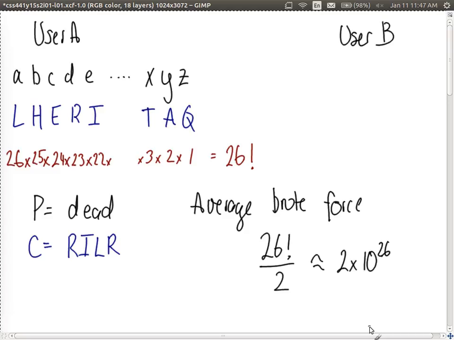That is, on average, a brute force attack, if we're going to try all possible substitutions, would take us 2 by 10 to the power of 26 decrypt operations. How fast is your computer? Maybe a tablet or a laptop or a PC. How many decrypt operations could your computer do per second?